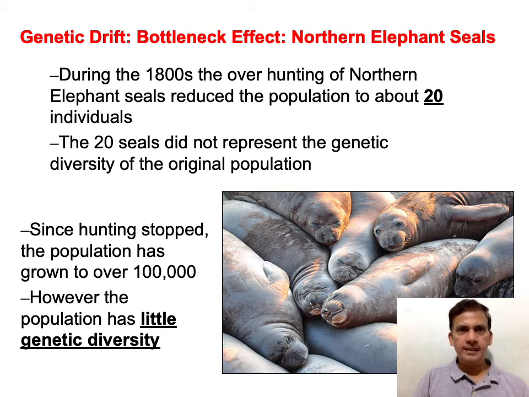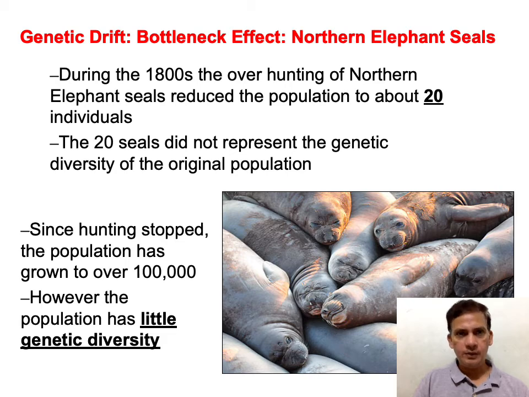During the 1800s, because of the overhunting of these northern elephant seals, their population was reduced to just 20 individuals. In the 70s, they were somewhere close to 100,000 in population. They were hunted for fun, pleasure and food, and their number drastically reduced. So in a way we can say from 100,000 they are just left with 20 individuals.